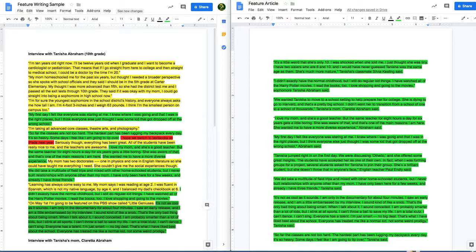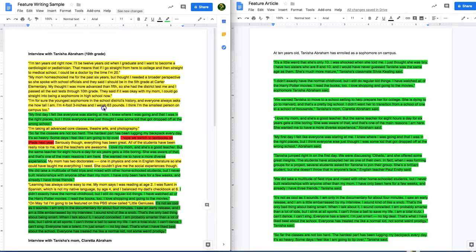And the thing that is most unusual in this story, the thing that really makes it an interesting feature article, is that we have a 10-year-old that's a sophomore in high school. So we want to start off with that. So I'm going to write the most interesting thing first. Oops, I have it highlighted green still. I'm going to take that off. And I'm going to say, at 10 years old, Tanisha Abraham has enrolled as a sophomore on campus.